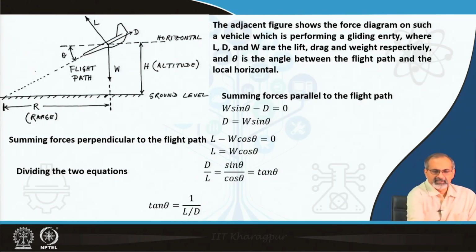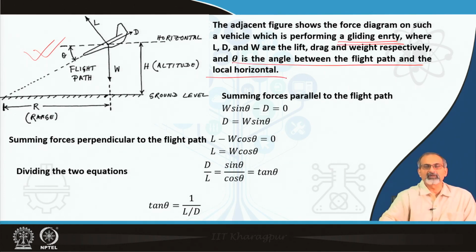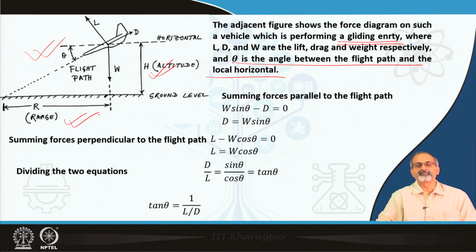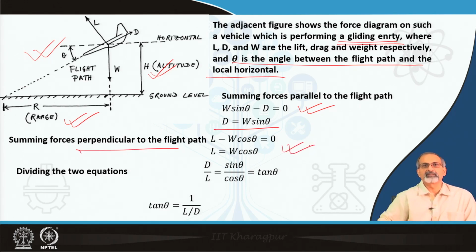The adjacent figure that we see over here shows the force diagram on such a vehicle which is performing a gliding entry, where L, D, W are lift, drag and weight. Theta is the angle between the flight path and the local horizontal. H is its altitude and R is the range it can make as it glides through the atmosphere. Summing forces and noticing that there is no thrust involved over here, forces parallel to the flight path give us this equation, while forces perpendicular to the flight path will give us the other equation involving weight and lift, with the sine and cosine terms associated with the resolution of forces.